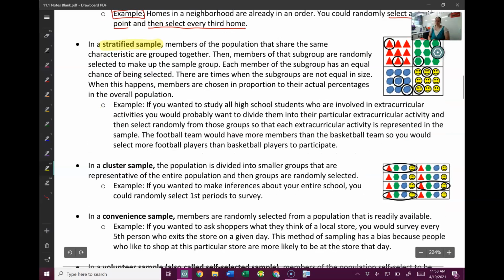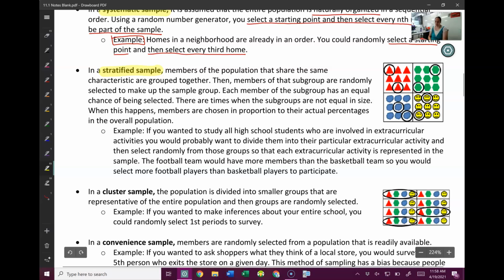Okay, next one. Stratified. Stratified and cluster sampling are the 2 that are most commonly confused because both of them have to do with groups. Now, here's the difference. In a stratified random sample, you have groups and then you pick a couple people from each group. Whereas in cluster, you have groups, but you pick everyone from a couple groups.